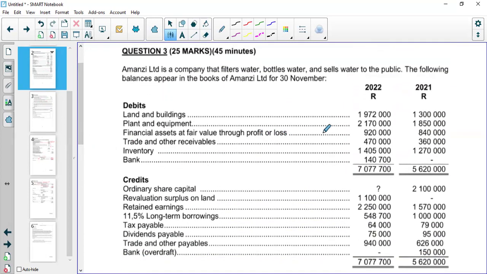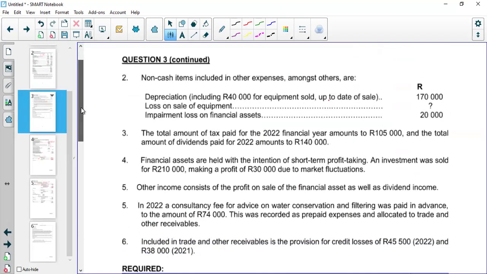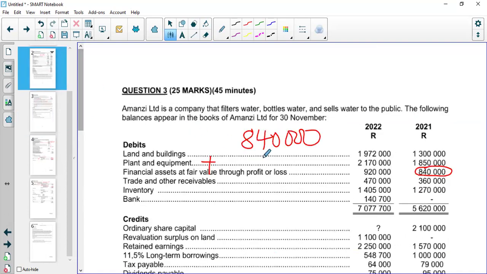So financial assets last year was 840,000. Do you agree? Right. Then if you look at the transactions affecting financial assets, we have impairment loss on financial assets of 20,000. So this should be reduced by 20,000. If we reduce this by 20,000, then we get a balance.